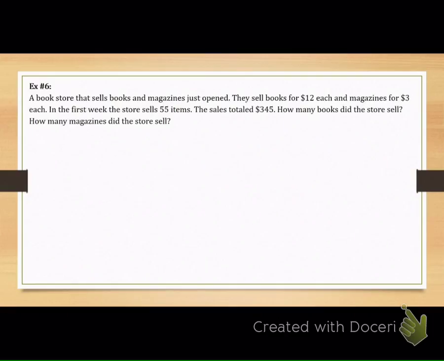Okay, so a bookstore sells books and magazines. I feel like we've done this one.